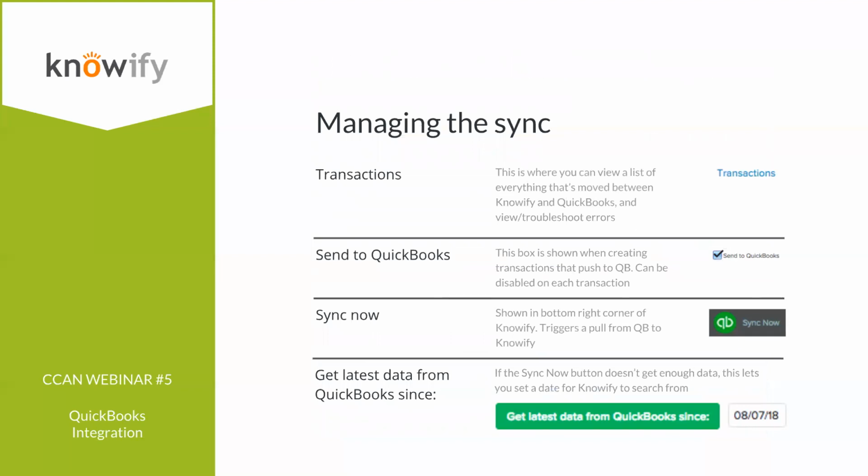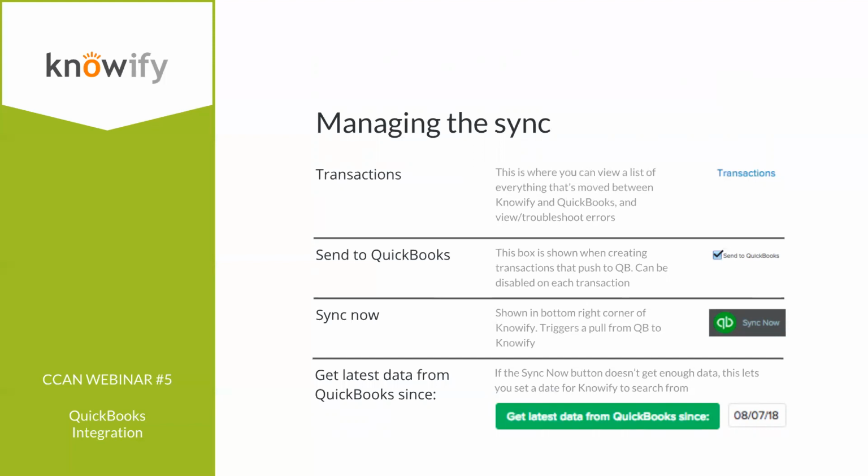But now I want to get into a little bit more detail on managing the actual sync between Knowify and QuickBooks. We have this page, it's part of our QuickBooks module called Transactions. And the Transactions page is more or less an audit trail of everything that's moved back and forth between QuickBooks and Knowify. It's a way so you can monitor, was this transaction ever attempted to send to QuickBooks?